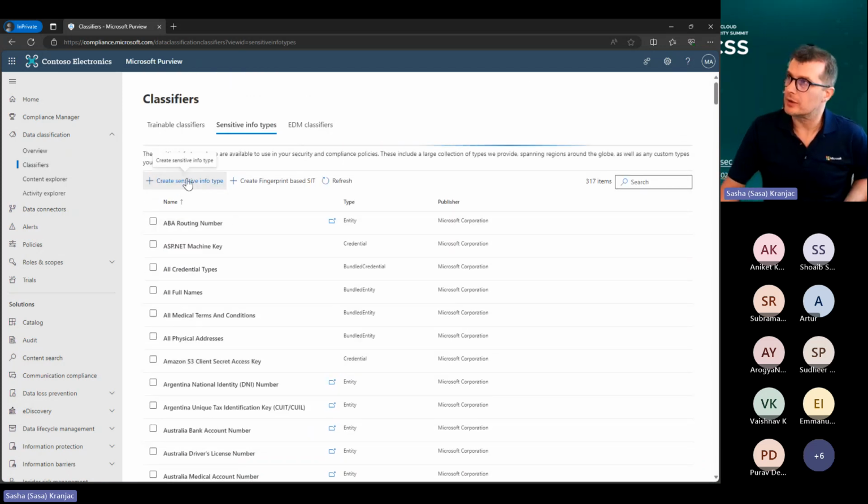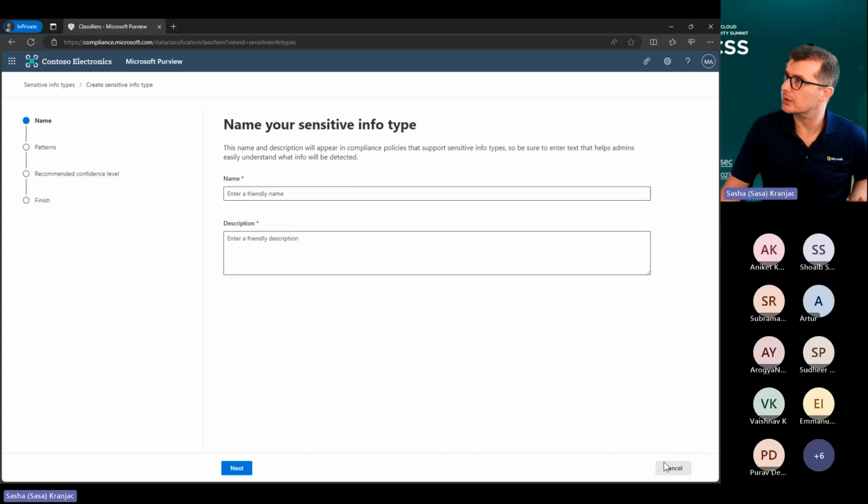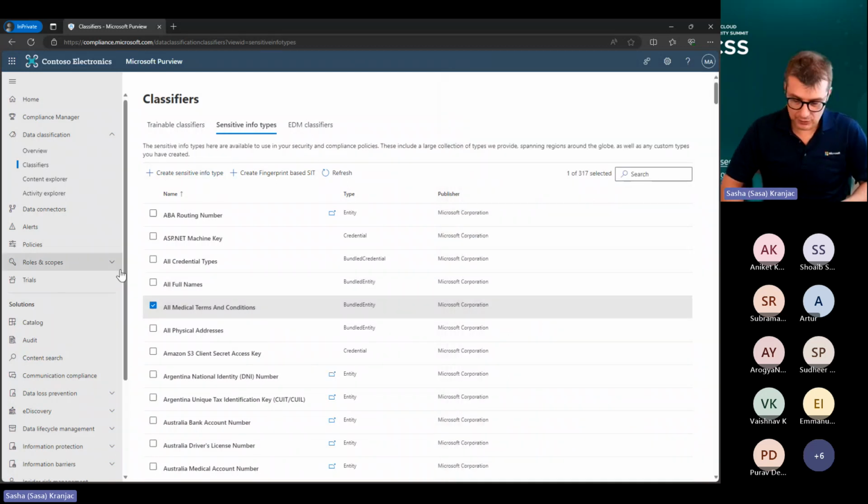So we can create different sensitive info types here, but we can also see the sensitive info types that are already here. So let's quickly click in here, medical terms, and so on. These are the ones that are included, but we can also create different ones. Let's quickly go over different features. We don't have so much time, a couple of minutes.